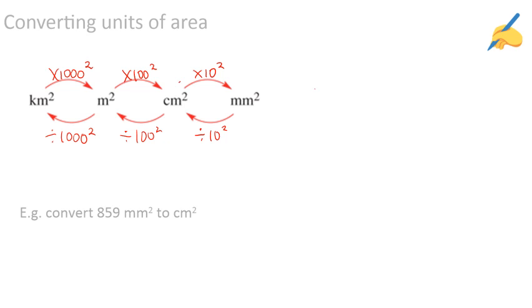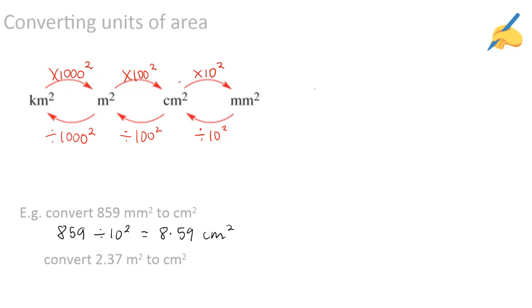So let's do an example. Convert 859 millimeters squared to centimeters squared. So I need to do 859 and then I divide by 10 squared. Pop that in the calculator. 8.59 centimeters squared.